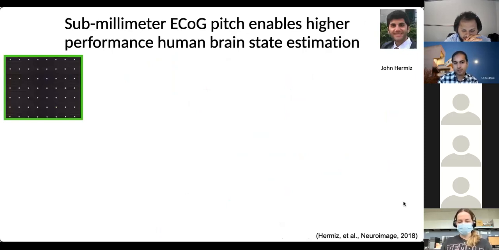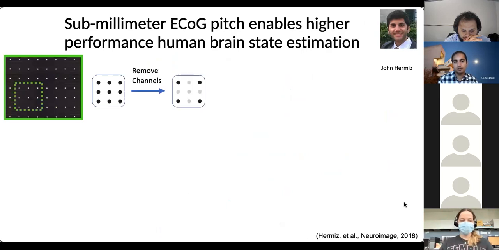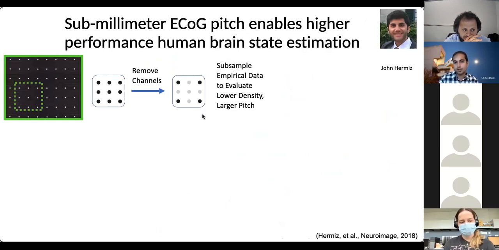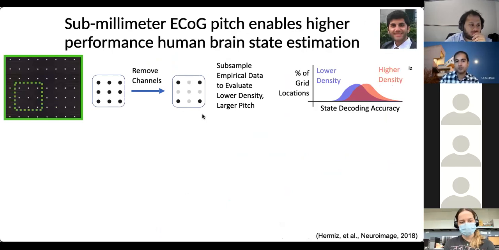So to summarize that work very quickly, we are subsampling to develop virtual grids spatially, and then selectively removing channels to simulate a lower density grid. And this allows us to evaluate the promise of high density. If high density provides improvement, what we should see is that our state decoding accuracy should go up for the higher density grids versus lower density grids.